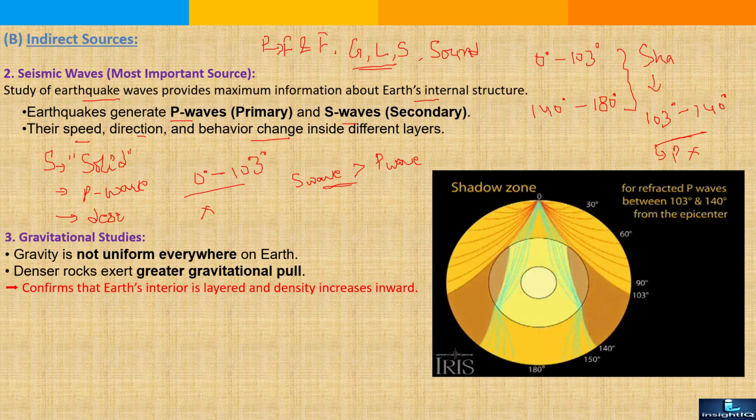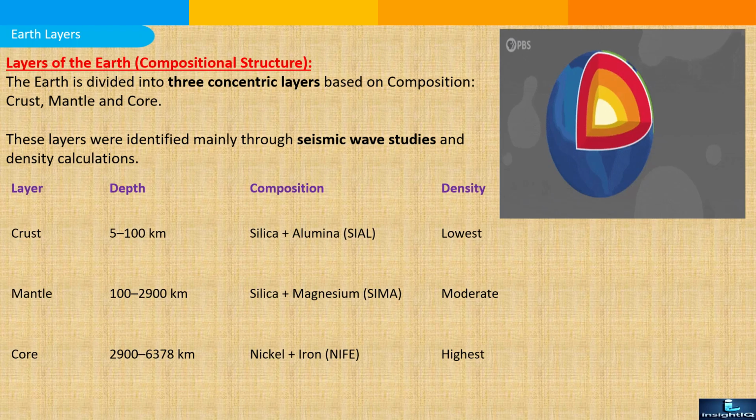Next one is gravitational study. Gravity is not uniform everywhere on the earth. Denser rock exerts greater gravitational pull. It also confirms that the earth's internal layers and density increase as we go from the surface to the bottom of the earth. Let's discuss the earth layers and their compositional structure.